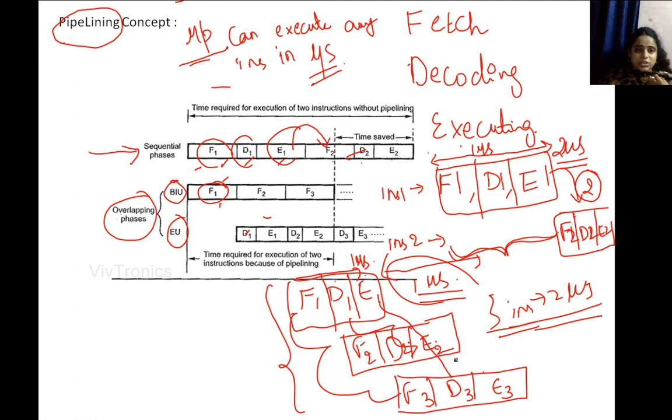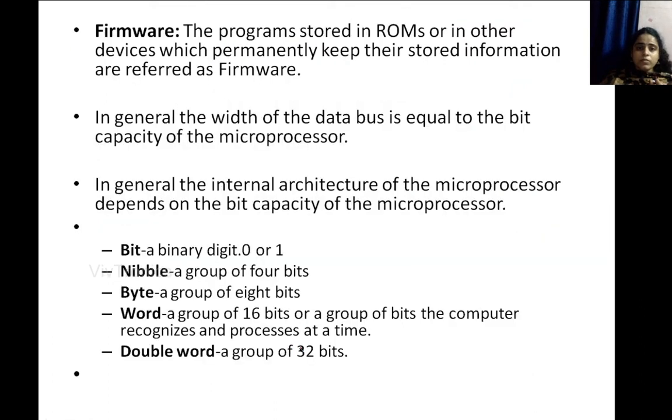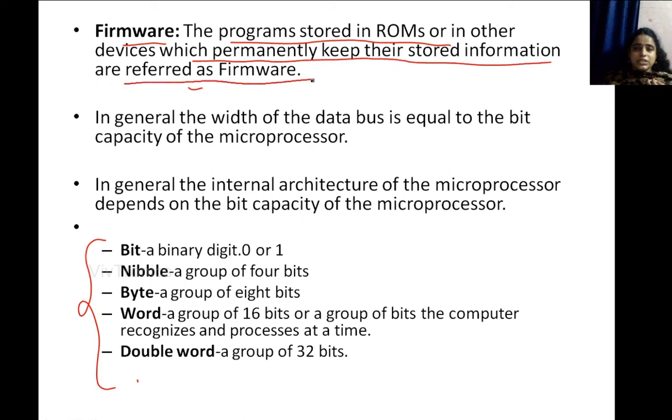Okay, this concept is called pipelining, and in pipelining we will see the overlapping phases, and this diagram can be explained in this way. And next we are going to see some other terminologies. These are the last ones, and these are very important here. Firmware: the program stored in ROMs or in other devices which permanently keep their stored information is referred to as firmware. So whatever data or program is stored permanently in ROMs can be considered as firmware.